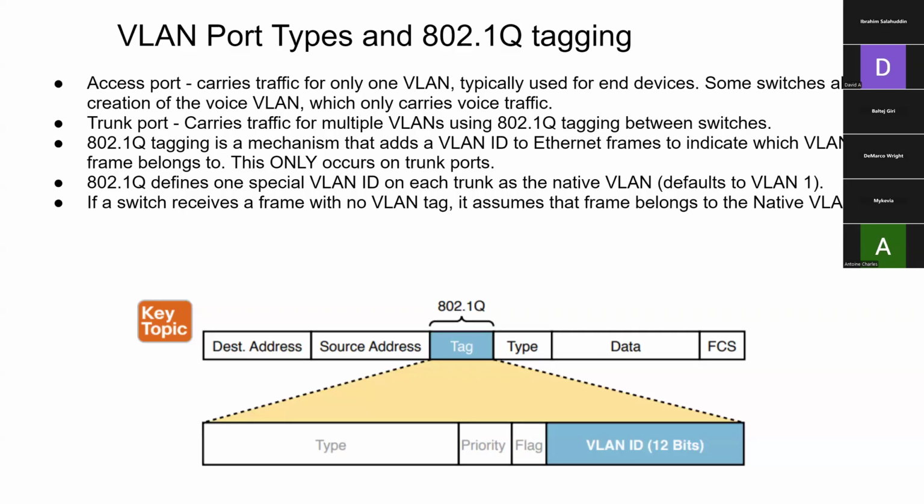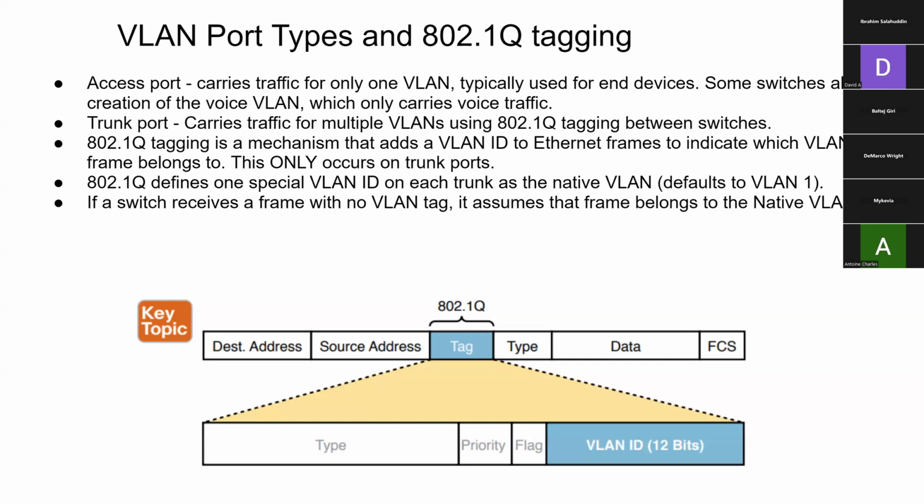Now, for the second port, we have a trunk port. This is carrying traffic for multiple VLANs using 802.1q tagging between switches. And now you guys are probably saying, whoa, what is an 802.1q tag? We haven't gone over that yet. If we think about what we went through in the last session with Dave, he was telling us a bit about encapsulation. So 802.1q tagging basically adds a VLAN ID to Ethernet frames. And remember, these are layer 2 Ethernet frames, operating at layer 2. This indicates which VLAN the frame belongs to, and this will only occur on trunk ports.